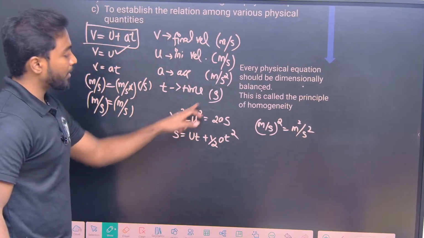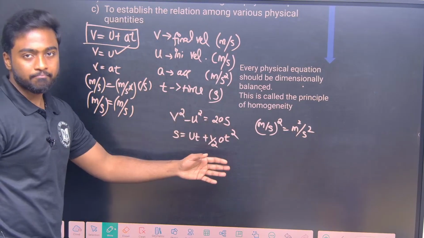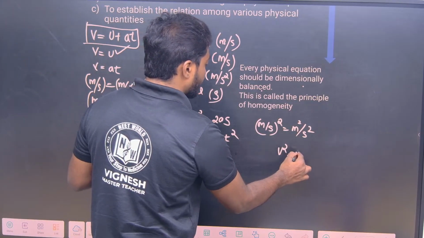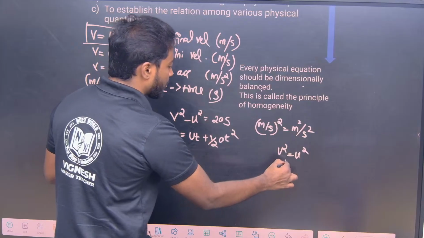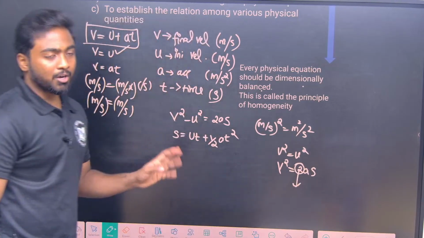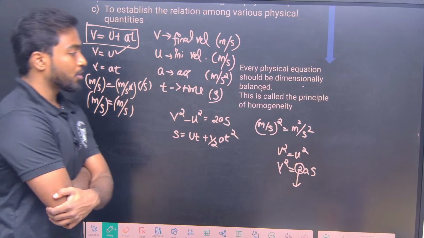If I take this one to this side, it is the same. So I can say v square is equal to u square. What about v square equals 2as? The 2 you can leave, it's a constant, you need not worry about that constant.